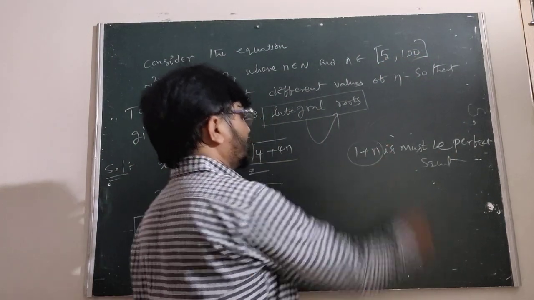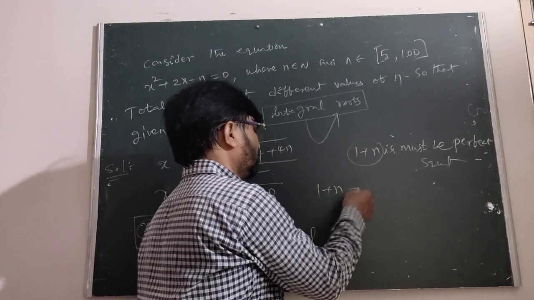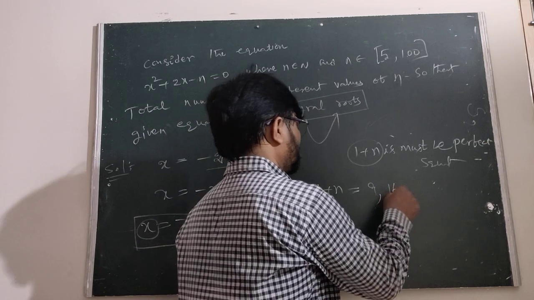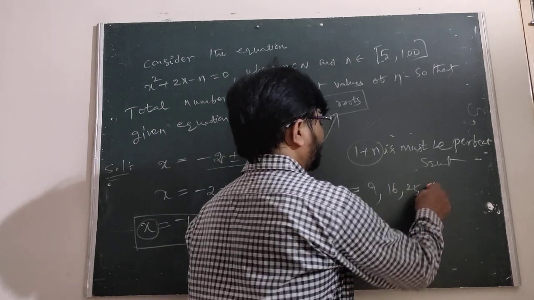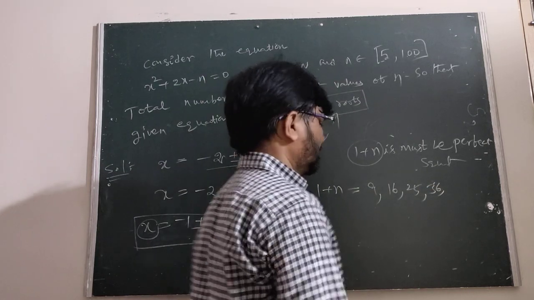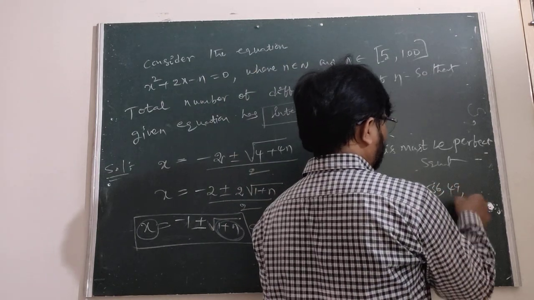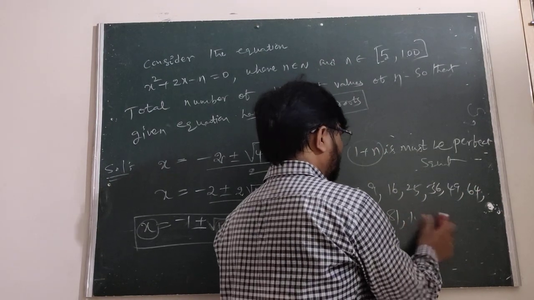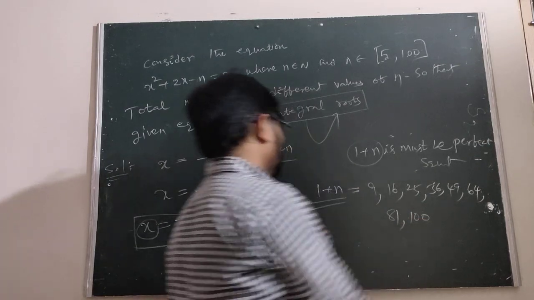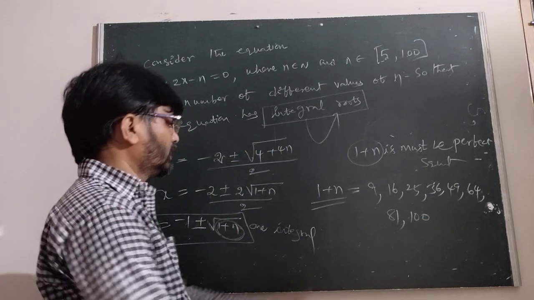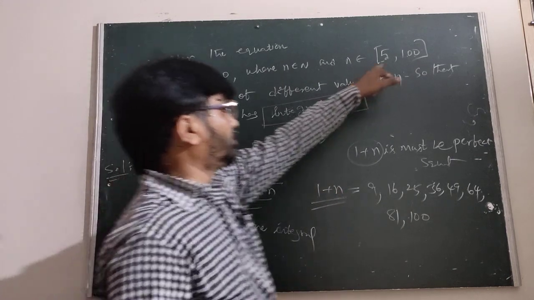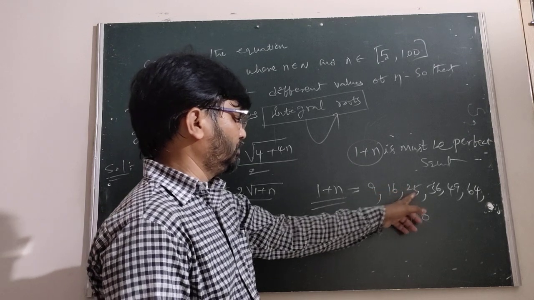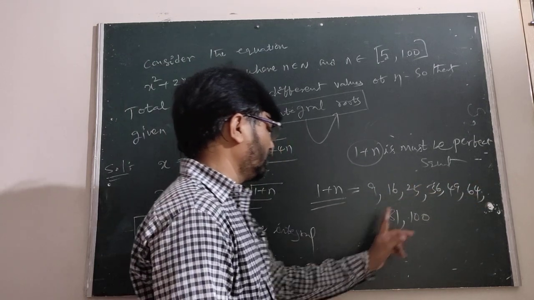1 plus n must be taken in the interval 5 to 100, and 1 plus n must be a perfect square. The perfect square numbers are 9, 16, 25, 36, 49, 64, 81, 100.